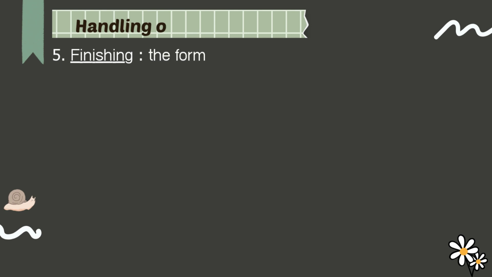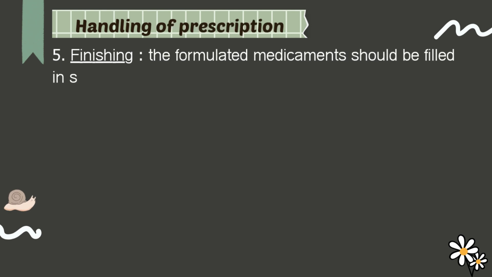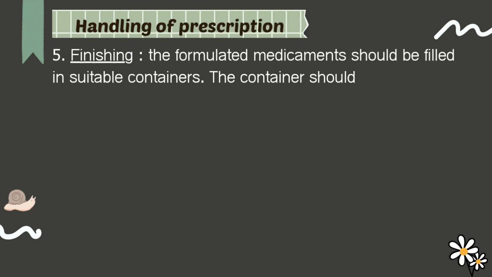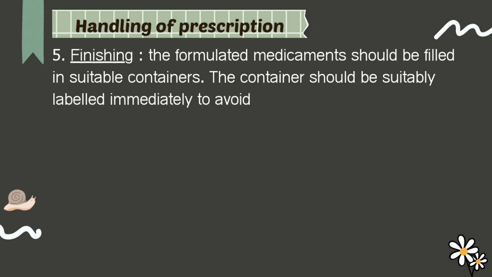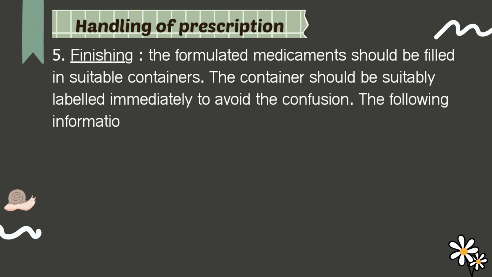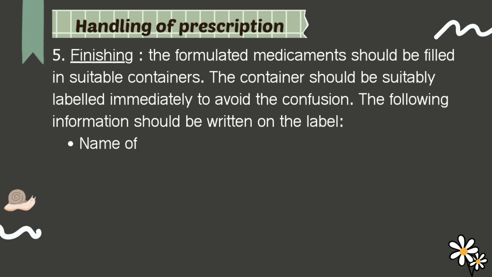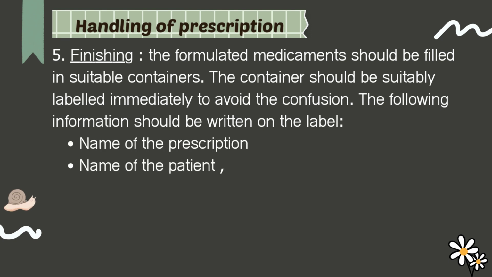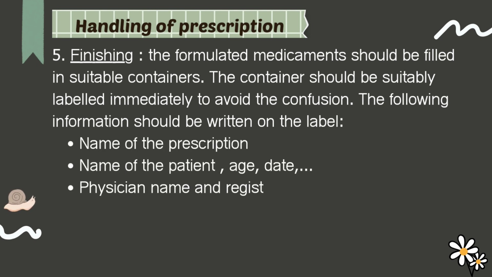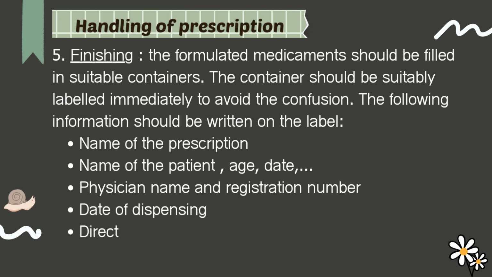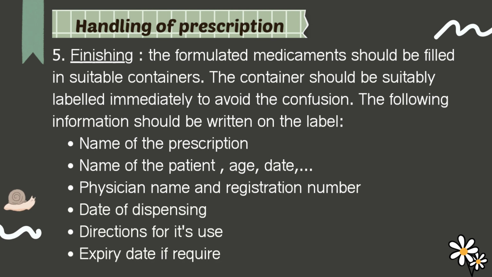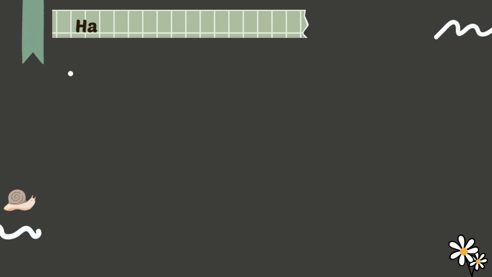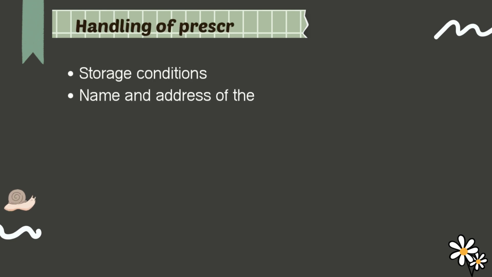5. Finishing. The formulated medicaments should be filled in suitable containers. The container should be suitably labeled immediately to avoid the confusion. The following information should be written on the label. Name of the prescription. Name of the patient, age, date. Physician name and registration number. Date of dispensing. Directions for its use. Expiry date if required. Storage conditions. Name and address of the pharmacist.